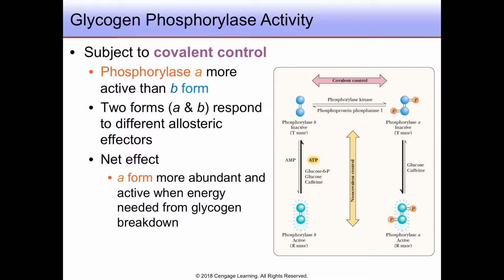This means that each is subject to allosteric effectors, though they are different in each case. We'll look at this example in more detail later. For now, suffice it to say that the net effect of covalent modification and allosteric effectors in this case is that the active A form predominates when energy is needed from glycogen breakdown.